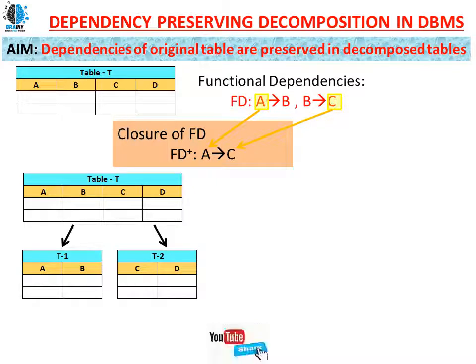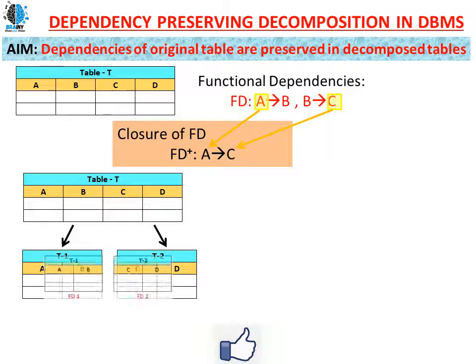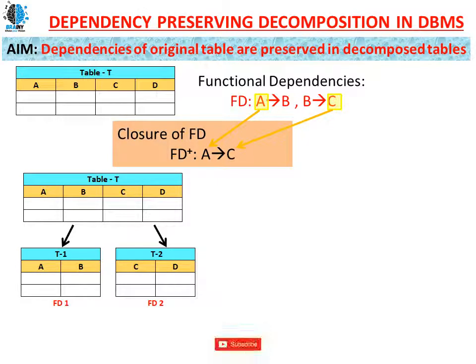As we are dividing the attributes into different tables, in the same way, since the given table has functional dependencies, we have to give the functional dependencies as well. As we have given the attributes, we have to give the functional dependencies as well. So I have given the functional dependencies to each table: T1 will have functional dependency fd1, and table T2 will have functional dependency fd2. So let's see how this will be.